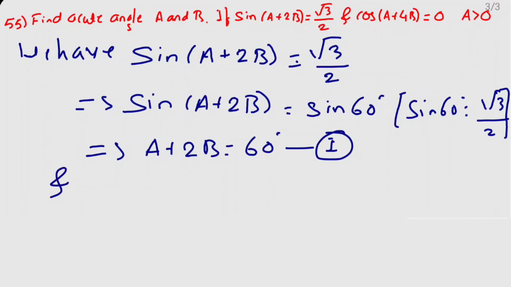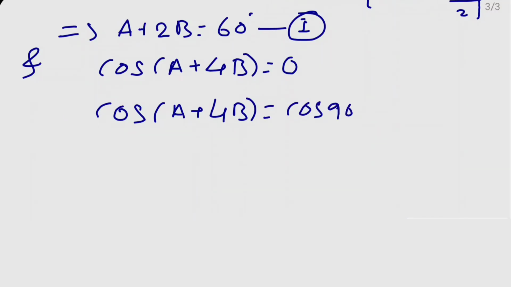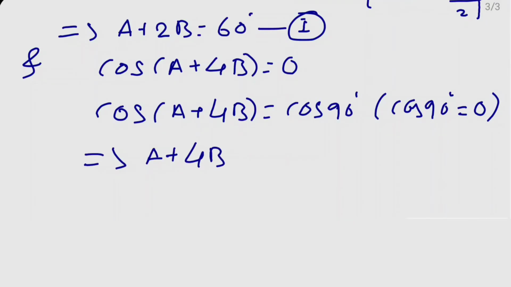And we have here cos(A plus 4B) equals 0. And now here cos(A plus 4B) equals cos 90, because cos 90 value is 0, and this implies A plus 4B is equal to 90. Call this equation 2.